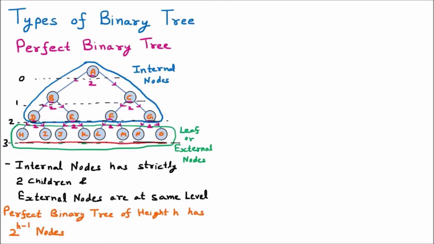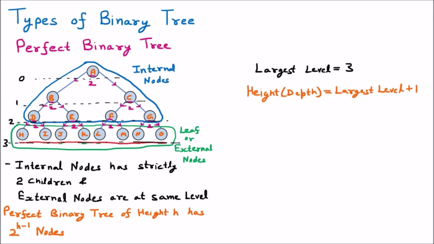So we know that the levels here are 0, 1, 2, 3. So these are the level numbers. Now we know that depth or height is equal to largest level plus 1. The largest level of this tree is 3. So the formula is height or depth is equal to largest level plus 1. Here the height is 3 plus 1, so the height or depth of this tree is 4.